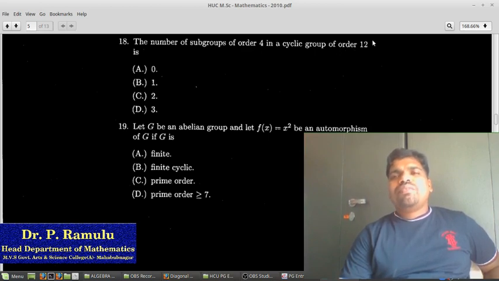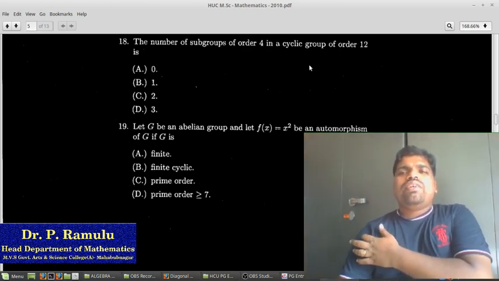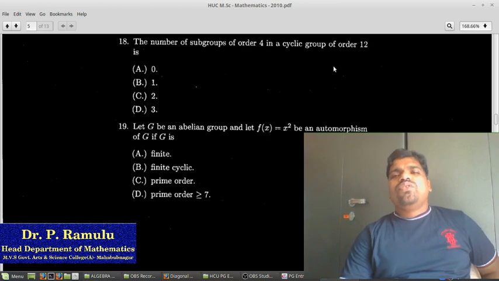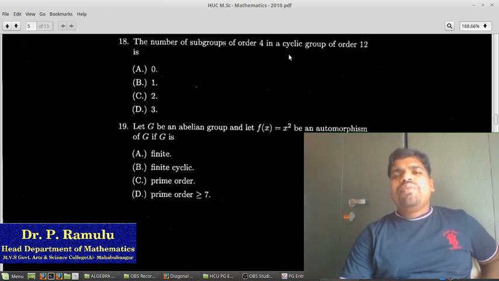So the factors of 12, the orders, are 1, 2, 3, 4, 6 and 12. Generator 1 is nothing but Z12, and generator 2 gives 0, 2, 4, 6, 8, 10. Generator 3 gives 0, 3, 6, 9. Generator 4 gives 0, 4, 8, and generator 6 gives 0, 6. That means we have only these subgroups.